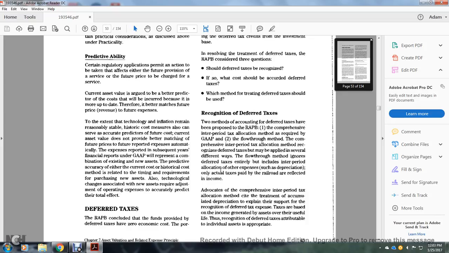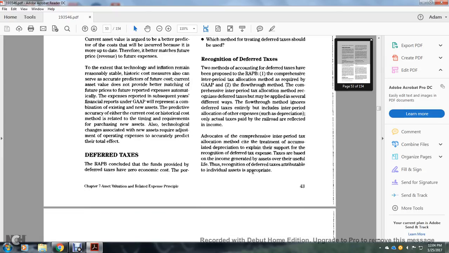Two methods of accounting for deferred taxes have been proposed. The Railroad Accounting Principles Board considered the comprehensive interperiod tax allocation method, required by the Government Accounting Principles Board, and the flow-through method. The comprehensive interperiod tax allocation method of recognizing deferred taxes may be applied in several different ways. The flow-through method ignores deferred taxes entirely, and includes no interperiod allocation of expenses such as depreciation, and actual taxes paid by the railroad are reflected in income.